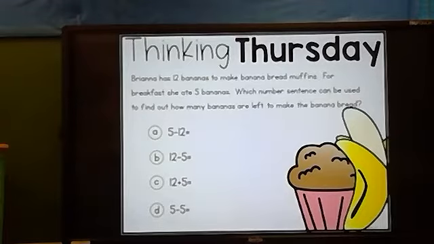So I'll read it again. Brianna has 12 bananas to make banana bread muffins. For breakfast, she ate 5 bananas. She must have been very hungry. Which number sentence can be used to find out how many bananas are left to make the banana bread?